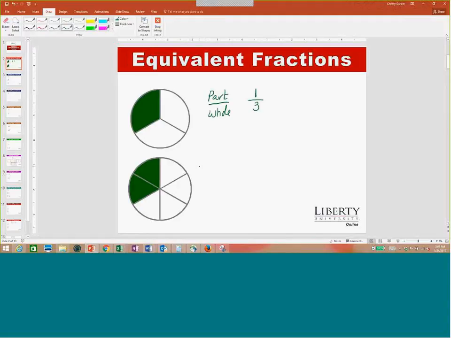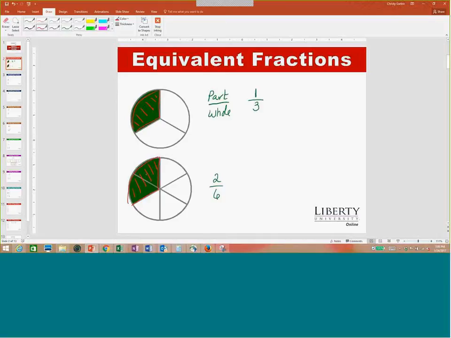Let's look at the second circle, because it's also divided up, but into more pieces. The circles are identical, so it represents the same amount of 1 whole, only it's broken up into more pieces, which means that each piece is smaller. This circle is divided into 6 equal parts, and 2 of those parts are shaded. You'll notice the 1/3, that part of the circle in the top one, is an equal amount as the shaded part in the second circle, 2 out of 6 parts shaded.